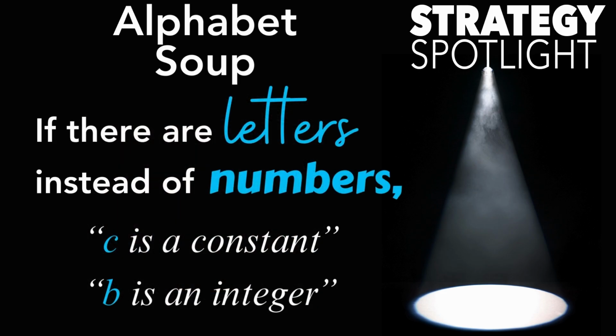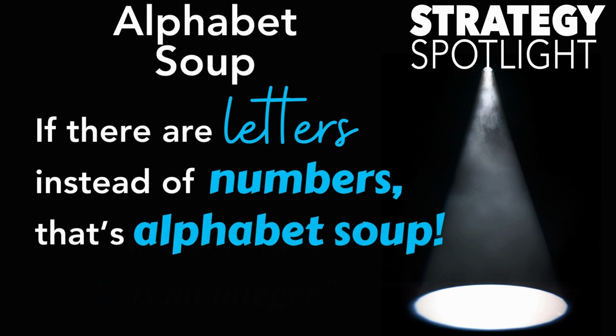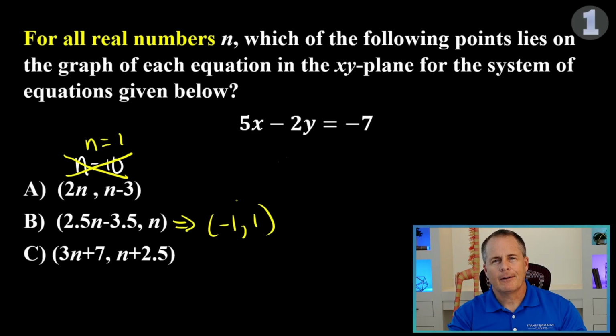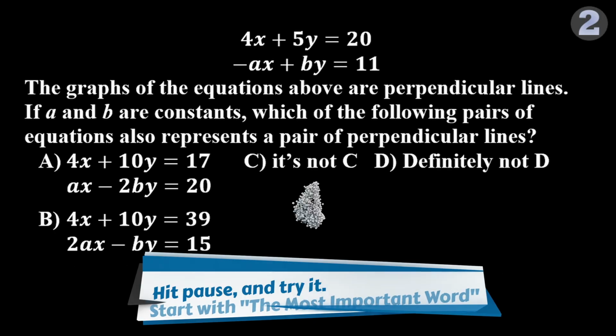And if there are too many letters in your problem, it's time to pick your own numbers and use the alphabet soup strategy and say the SAT is not the boss of me, and just put a number in and see how it goes. Now, tap pause to try problem 2 on your own.